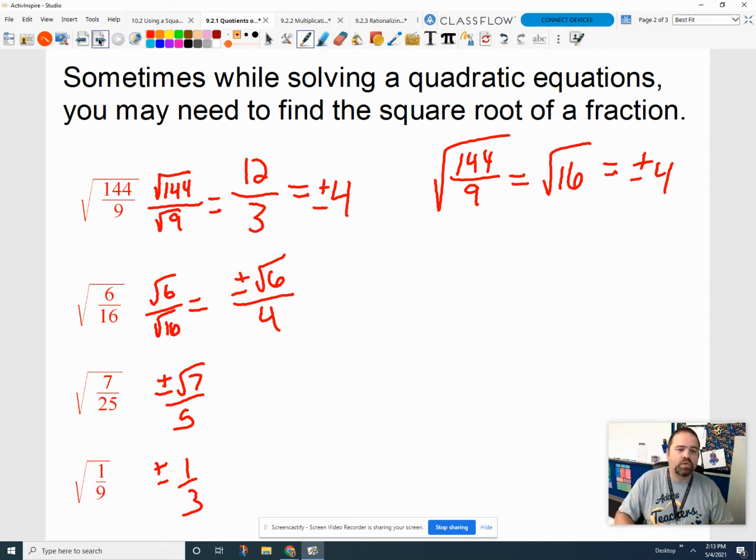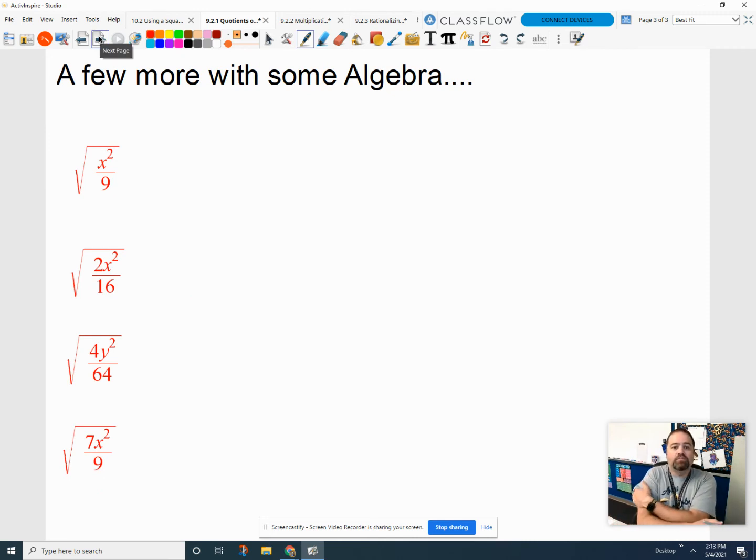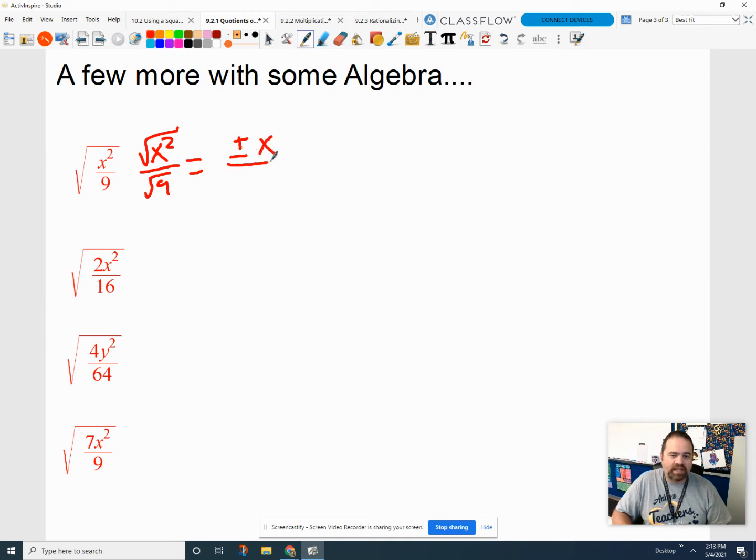And I want to show you guys just a couple that have some algebra incorporated in it. It doesn't really change anything. So square root of x squared on top and square root of 9 on bottom. The square root of x squared is going to get you positive negative x, and then the square root of 9 is just 3. It's what we were doing when we were solving quadratics by just taking roots. The only difference is, on this next one and the last one down here, when you take the square root of 2x squared and the square root of 16, that 2 in the numerator, your coefficient, you can't really do anything with.